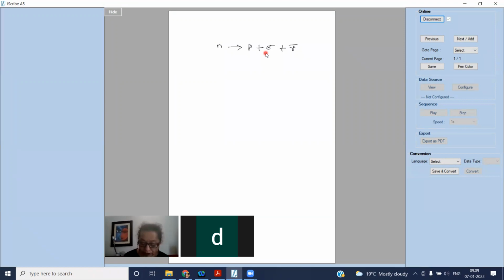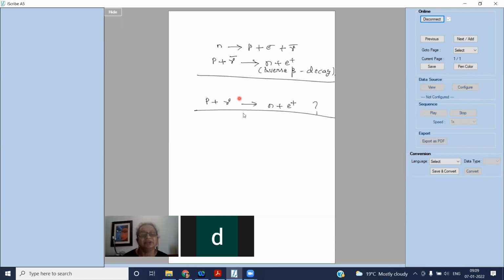Neutron goes to proton plus electron plus antineutrino. This is what we know. So I said a proton plus an antineutrino going to neutron plus e plus. This is called inverse beta decay. This is what we use to verify it. Now I will ask you a question. What I will try to do now is to take proton plus neutrino. Will it give me a neutron plus e plus? Is it possible? You should answer me.